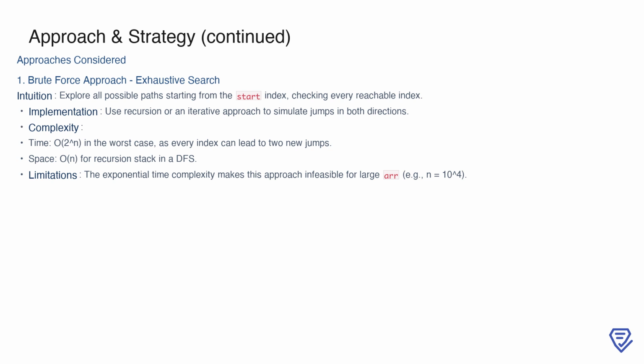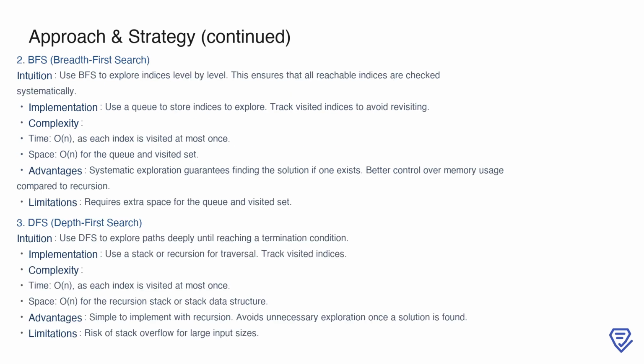This inefficiency is a major limitation of the brute force method. A more efficient strategy is to use breadth-first search, or BFS. The intuition behind BFS is to explore the indices level by level, systematically checking all reachable indices. This can be implemented using a queue to store indices that need to be explored, while a visited set is used to track indices that have already been processed, preventing redundant work.